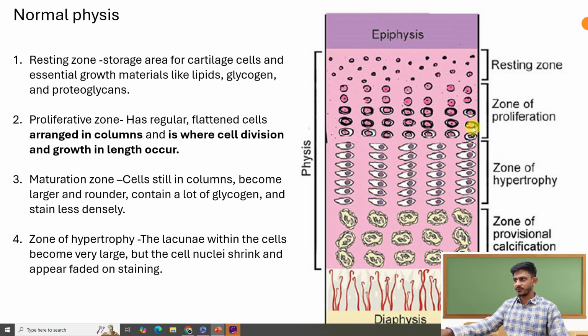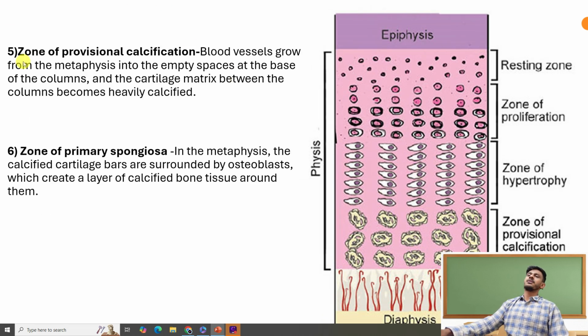The zone between the proliferation and the hypertrophy zone is the zone of maturation, and the cells grow even larger in the zone of hypertrophy. The cell nuclei shrink, and this is the most important zone in rickets, the zone of provisional calcification.